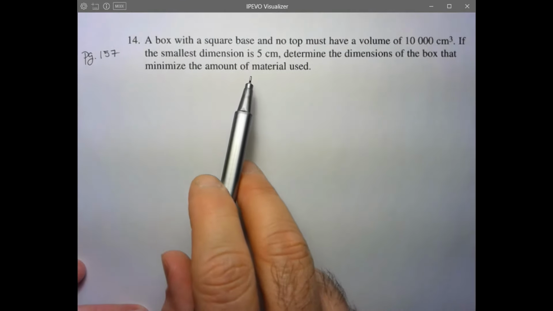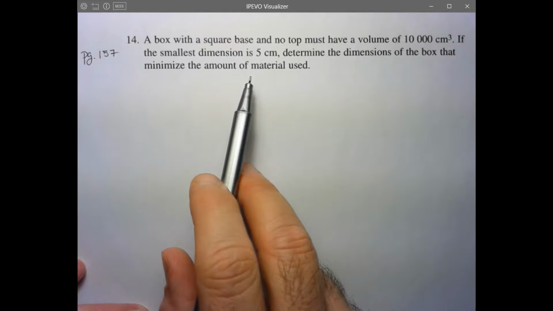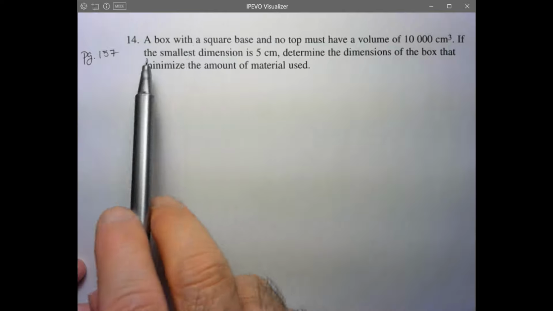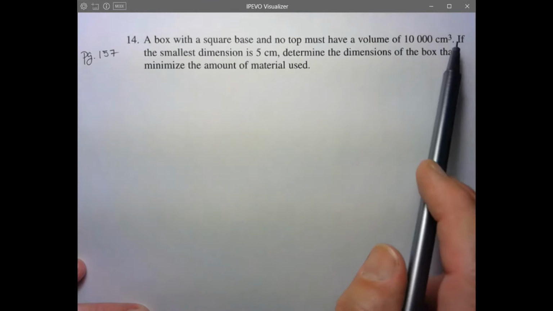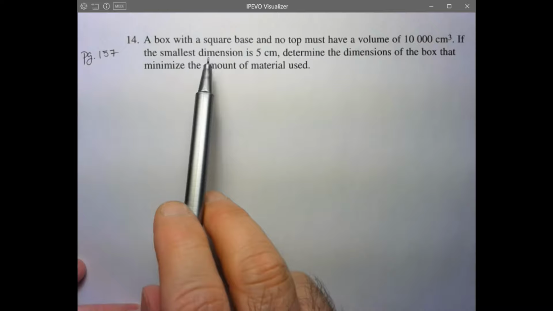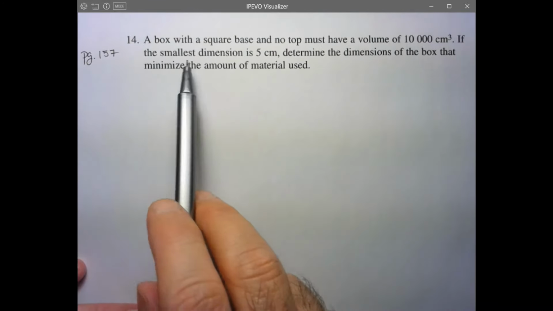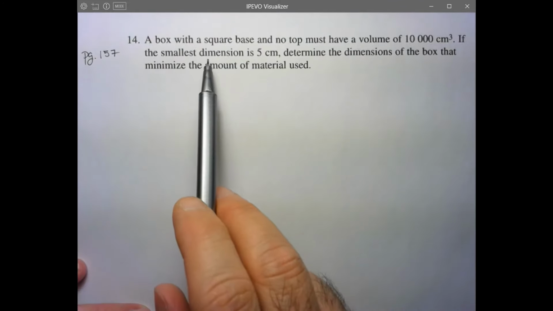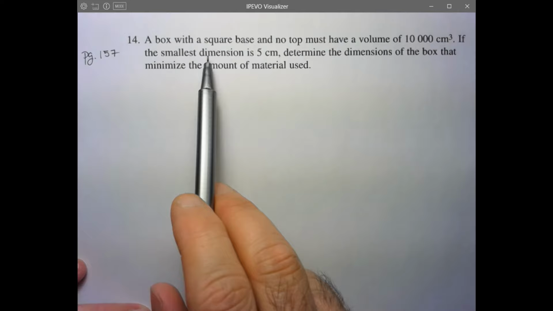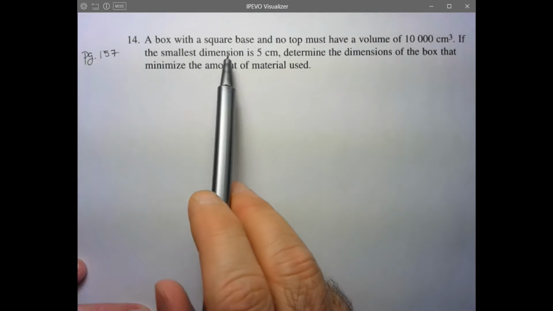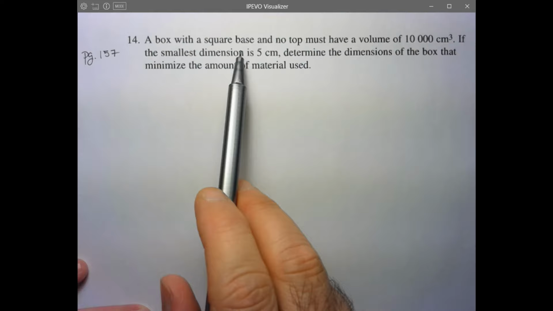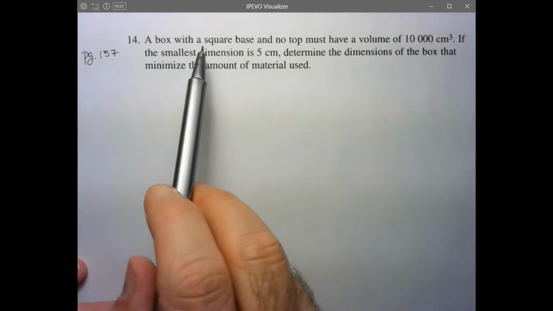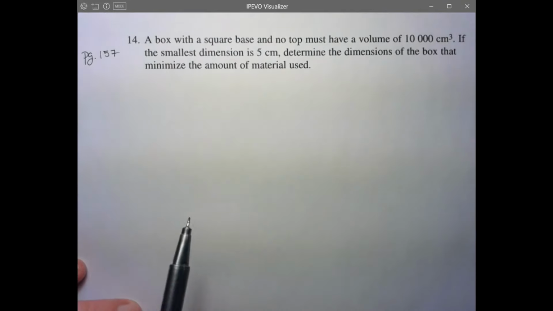In other words, we want to minimize the surface area of this box, because that's what's going to minimize the materials. Now, you might have noticed that I skipped this line here, and that's because it's not well written. I think there's probably a word missing in this sentence, because it says if the smallest dimension is 5 centimeters, it almost makes it sound as though one of the dimensions has to be equal to 5 centimeters. But I think what they meant to say is if the smallest possible dimension is 5 centimeters, meaning neither the length, width, or height can be smaller than 5 centimeters. So you could probably just add "smallest possible dimension" here to fix that.